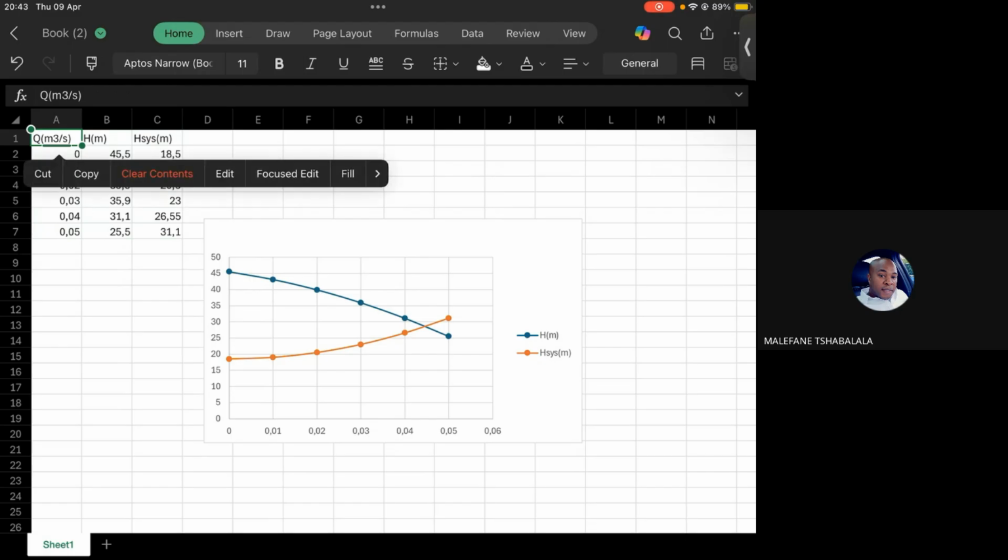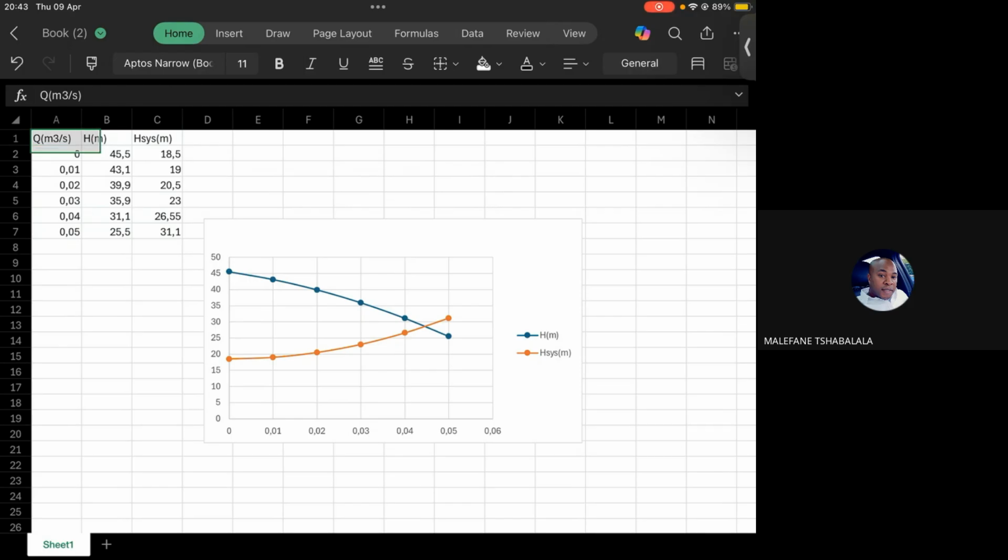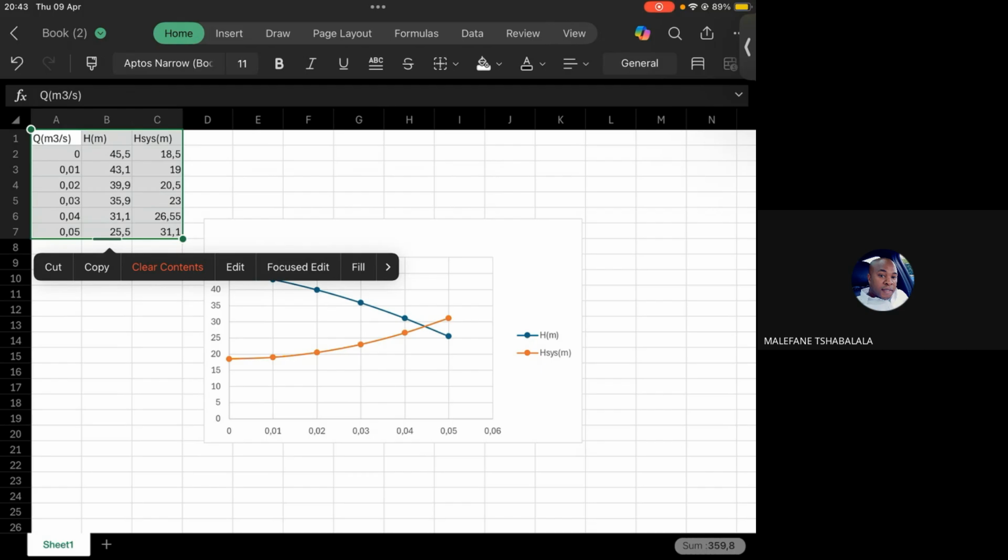How did you highlight? Let me see again. I'm in cell A1, and I click on the bottom right-hand corner of A1 and drag it all the way to cell C7. It's not allowing me. It's fine, let's continue. It's not giving me exactly what you're getting. Maybe. I'll assist you after class tomorrow, of course. Okay.